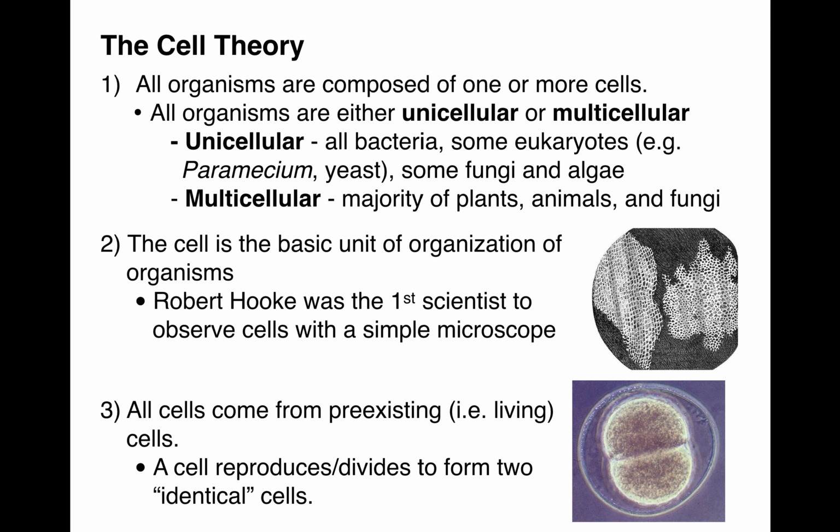Finally, in order for new cells to come to be, there has to have been a pre-existing cell. So all living things come from other living things. All cells come from pre-existing cells. That is the cell theory, or the three parts of the cell theory.